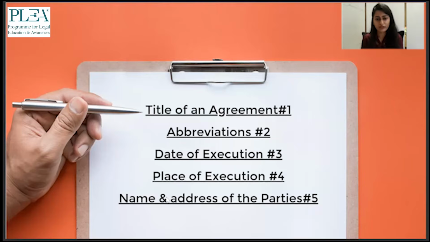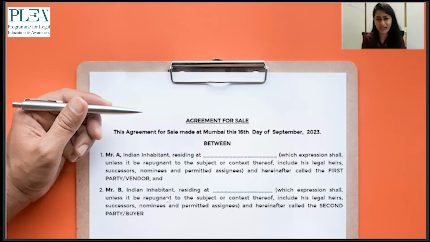Place of execution, of course, is very important, and so are the names and addresses of the parties. This is how a preamble should look. I'll just give a minute; you can go through it.